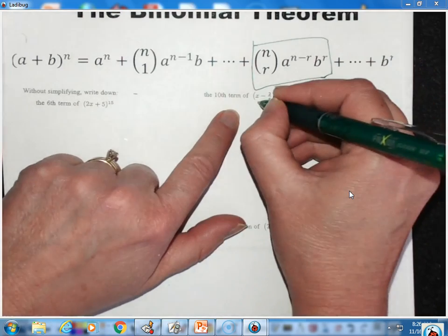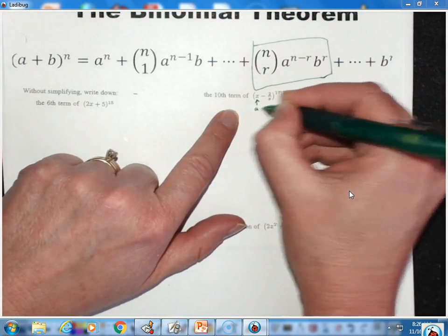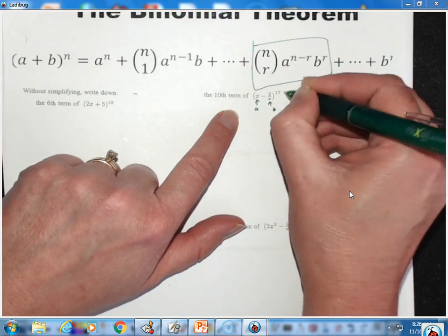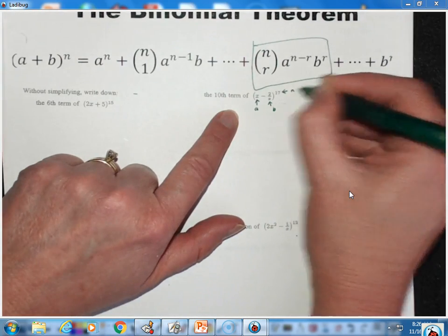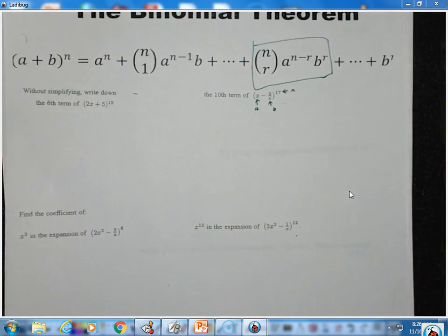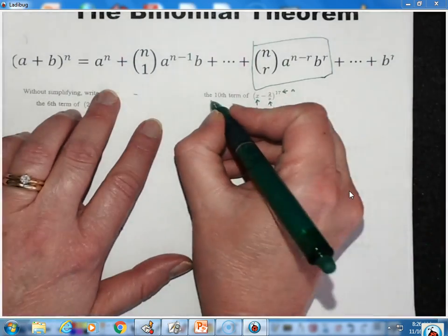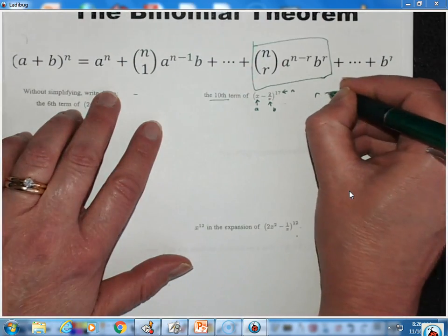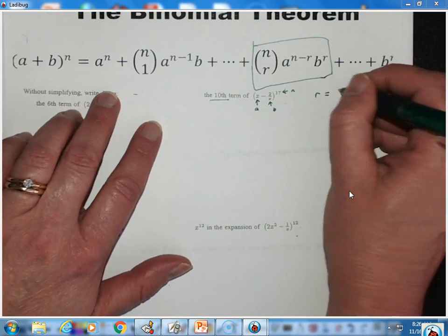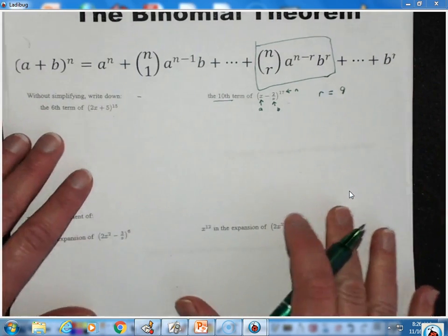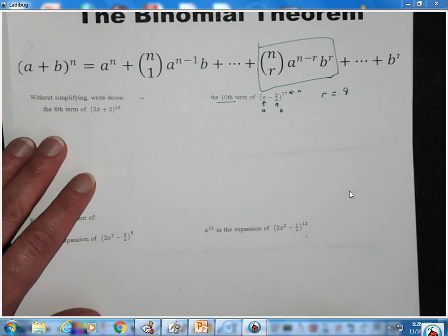So we're going to look at this. This guy right here is going to be your A. This is your B. This is your what? N. So the key is we've got to figure out what R is. Okay, if it's not too hard, 10th term, R is going to be what? 9. Okay, but remember, Michael, you can look at the formula up here.